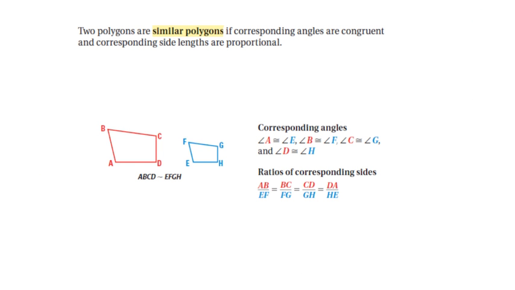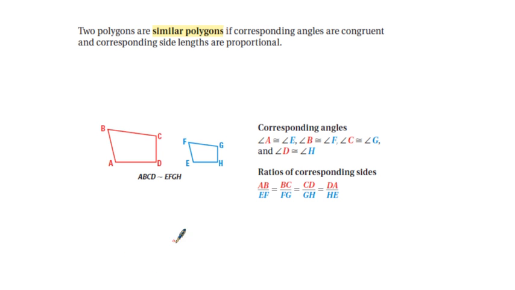In similar polygons, two polygons are similar if their corresponding angles are congruent and their corresponding side lengths are proportional. This is the definition I would have written down somewhere, preferably your composition book, so you can look back in it. So again, they are similar if corresponding angles are congruent and corresponding side lengths are proportional.